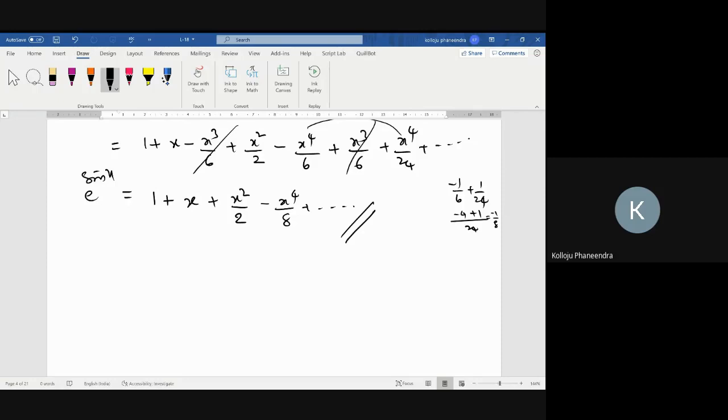And next one, log 1 plus x square. You take this one as an assignment. Expand log 1 plus sine square x in powers of x.